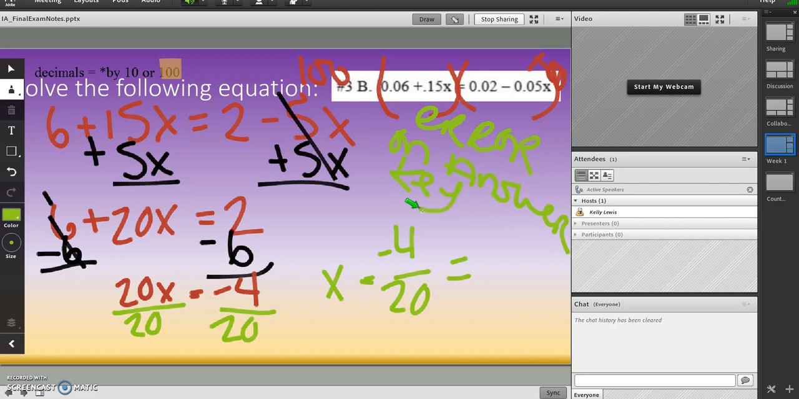Okay, so we're going to divide everything by 2, and I get negative 2 over 10. Still, I can divide everything by 2 again, so I get negative 1 over 5. So I get negative 1/5 for what x is.